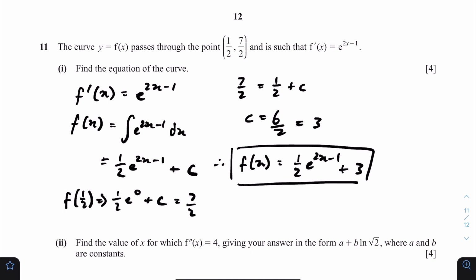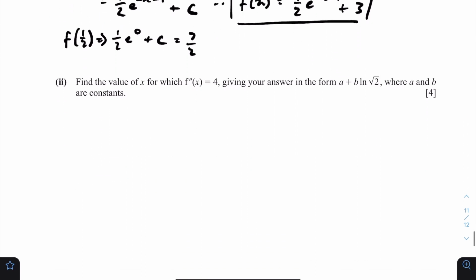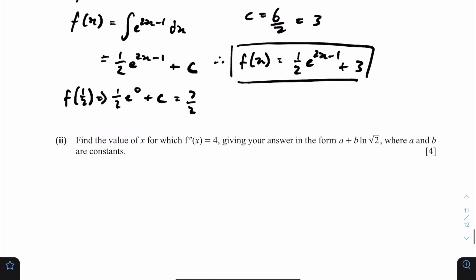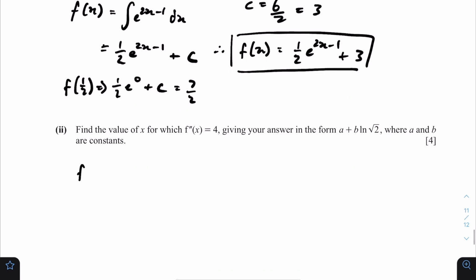All right, now we can go on to part 2. Find the value of x for which the second derivative of f of x equals 4, giving your answer in the form a plus b ln root 2, where a and b are constants. So what we can do is take our derivative of f of x, which is equal to e to the power of 2x minus 1, and differentiate that once more, to get 2e to the power of 2x minus 1.